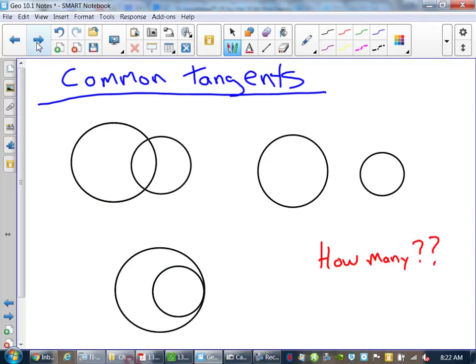Common tangents. Common tangents are tangents that can occur between 2 circles or more circles. So basically, how many ways can you draw a line or a segment that would touch both circles at just one spot?